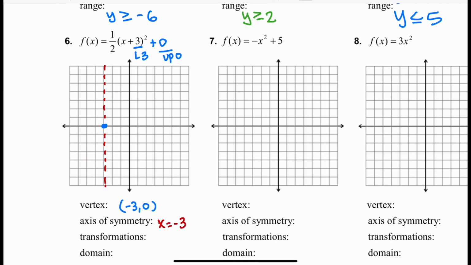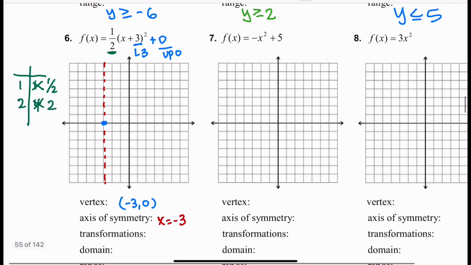And then we're going to use our key points still. 1, 1, 2, 4. And we're going to multiply by the number in the front, which is 1/2. So half of 1 is 1/2. Half of 4 is 2. So from our vertex, we can go over 1 up 1/2 and over 2 up 2. And then we connect it into a smooth curve.